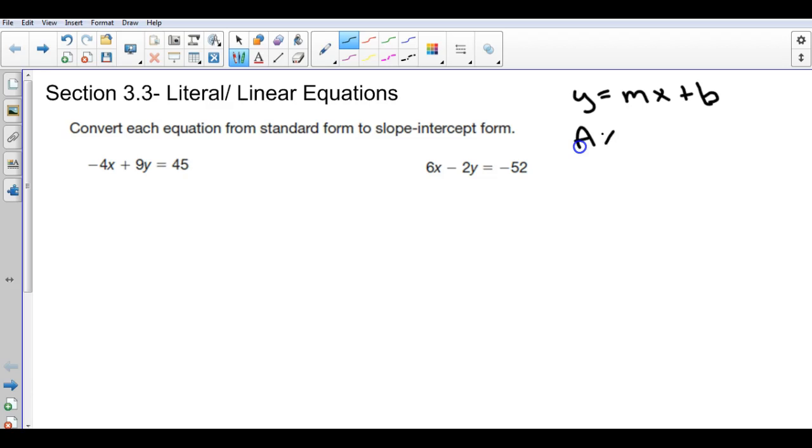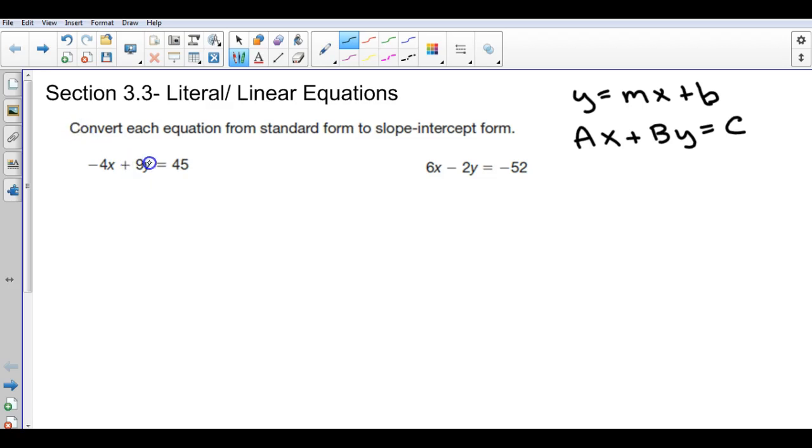And then we talked about standard form, ax plus by equals c, where a, b, and c are numbers, x and y are your variables just like they were up here, and a and b were your coefficients, which means they're the number in front of the variable, and c was a constant. So in each of these sets of problems, what we're going to do is convert your equations from one form into the other.